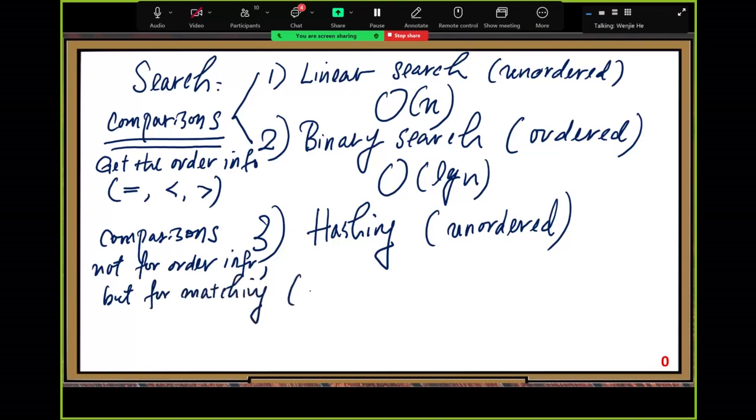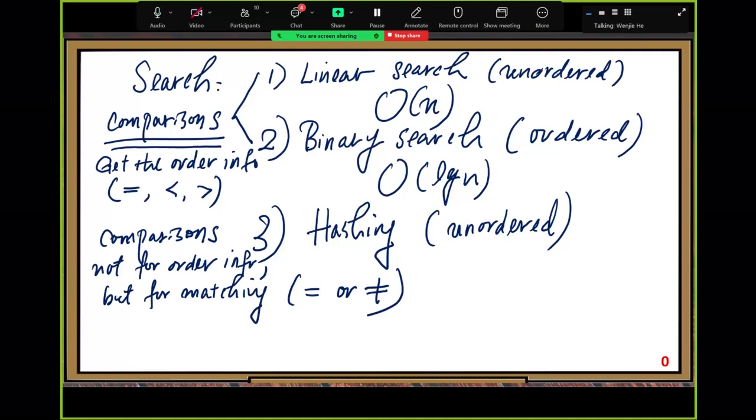That means equal or not equal. Only these two states. You don't need to know greater or less than. It's not important. You only want to know equal or not equal. So no order information is involved in this one. This is the property of hashing.